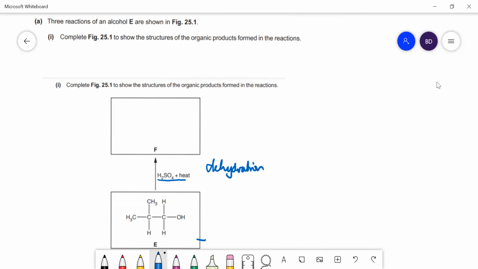Okay, how does that work? Well, you remove an OH from one carbon and a hydrogen from the one next door, and then you form a double bond between those 2 carbons. So that structure is going to look like this. We've got a double bond. We've now just got 2 hydrogens on that end carbon. We've got our CH3 group still there, and we've got a CH3 group there, and that hydrogen, of course, is gone. So you would have there methylpropene. That's the answer there.